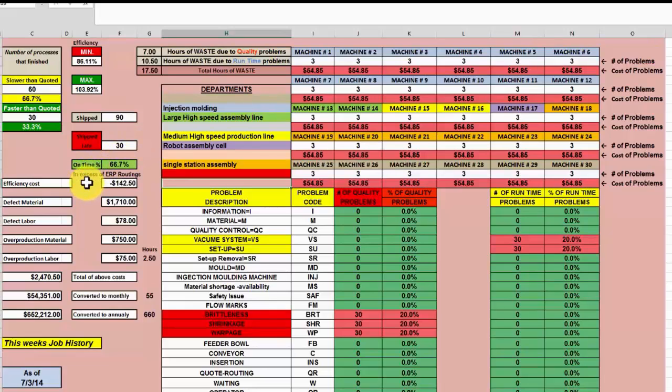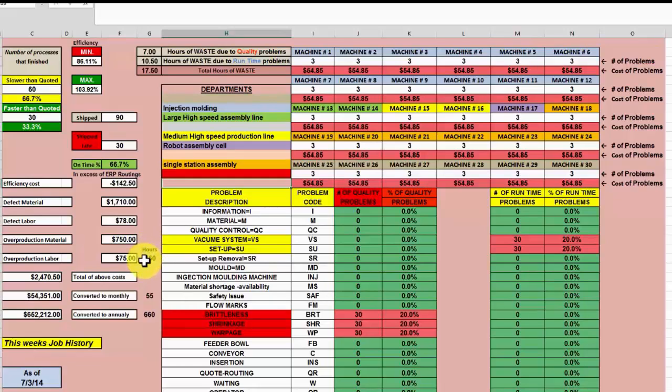Our efficiency costs have gone up. When this is a negative number, that means you ran jobs faster than you quoted or routed, and this is the result in your cost. It's a negative number. Defect material went up. Defect labor went up. We did have our overproduction, and that went up because each machine overproduced by those same 25 pieces, so the defect labor went up.